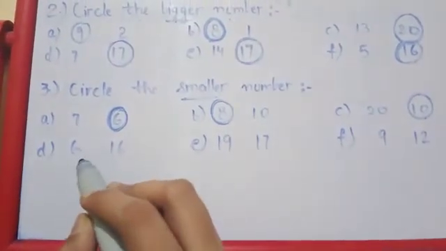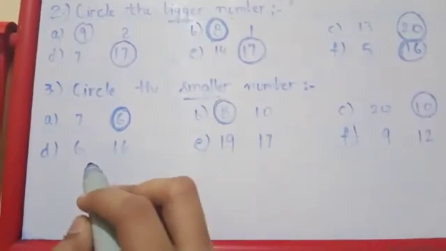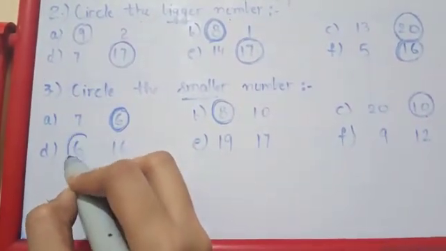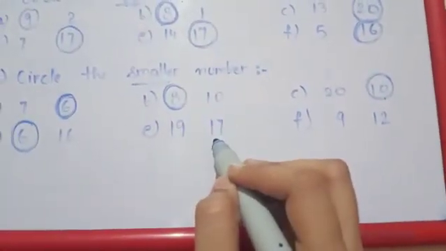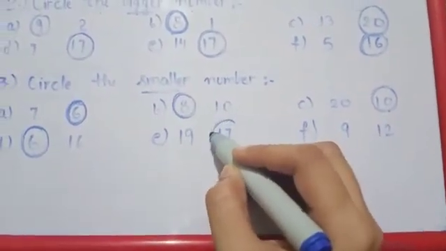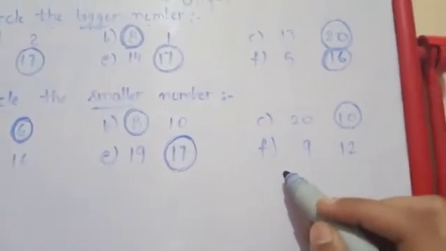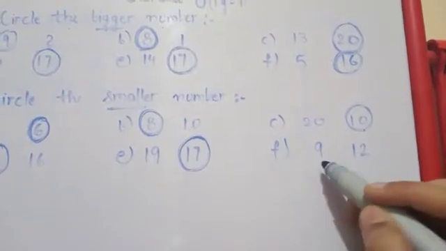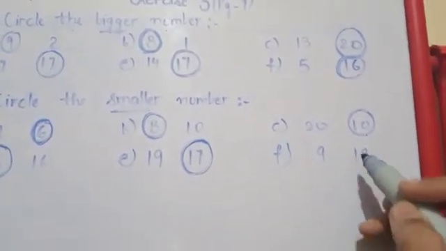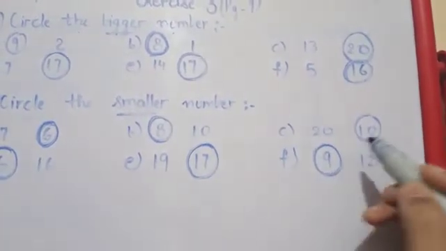D part. 6 and 16. Which number is smaller? Yes, फर्स्ट कौन सा नंबर आता है? 6 आता है, बाद में 16 आता है. So 6 is smaller than 16. 19 and 17. In this, 17 is smaller than 19. Come on part F. 9 and 12. Which number is smaller? 9 or 12? Yes, number 9 is smaller than 12.